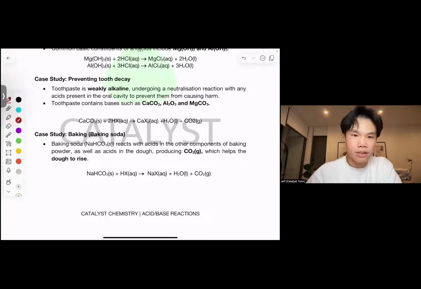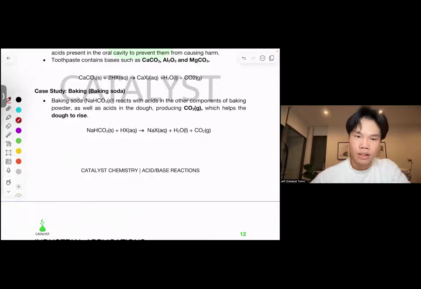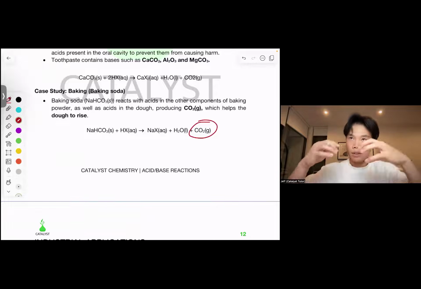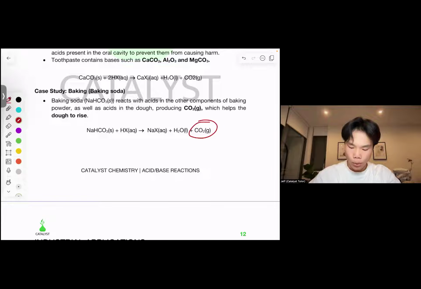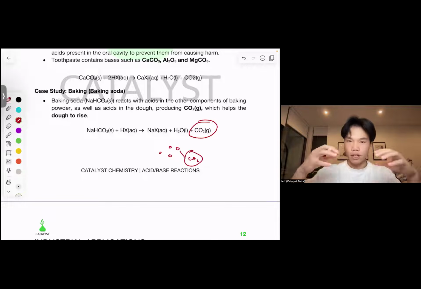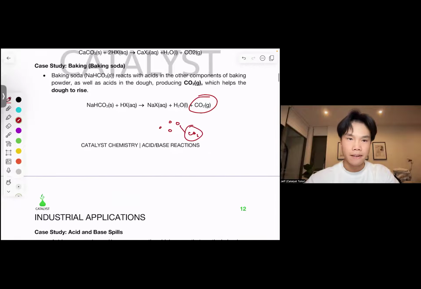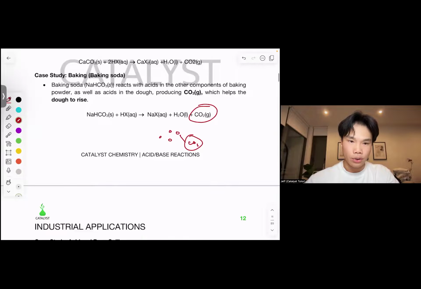So toothpaste tends to have base in it to neutralize some of the acids on your teeth. And baking soda is a more interesting case where the acids in dough when you're baking react with baking soda to perform a carbonate neutralization, a reaction of acid and carbonate, which releases CO2. And that is what's causing your cake to rise as you put it in the oven. If you don't use baking soda, your cake will be rather flat. All those little pockets of air within your cake are actually CO2 bubbles when you use bicarb soda, because it's a neutralization of that carbonate. And that would be your equation you can use.